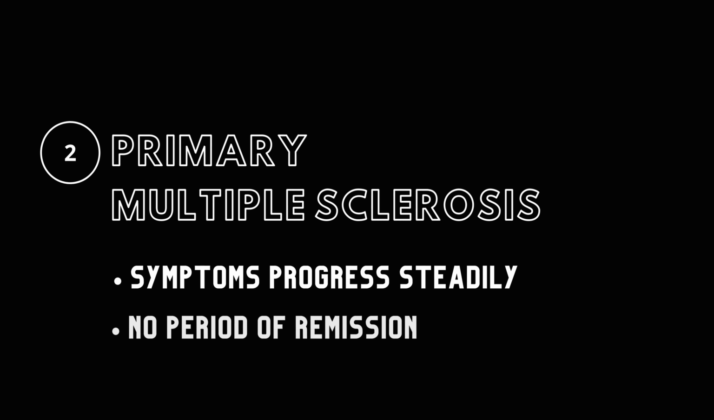Clinically isolated syndrome can be diagnosed when the patient is experiencing their very first episode. Normally, CIS will progress to primary multiple sclerosis, in which symptoms progress steadily without remission.